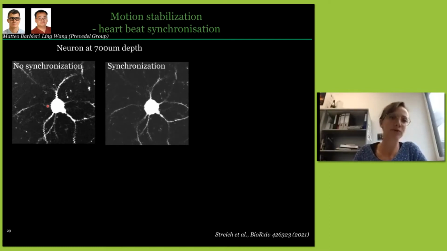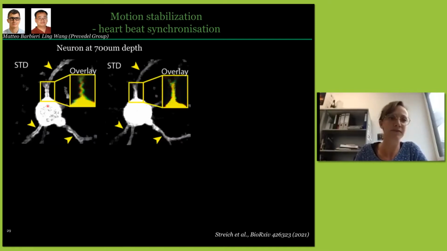Another way to visualize the motion artifacts is via standard deviation projection images, where also here you can see that we have high content variability at the edges due to the wiggling of the structure from the heartbeat, which can be removed with cardiac gating.